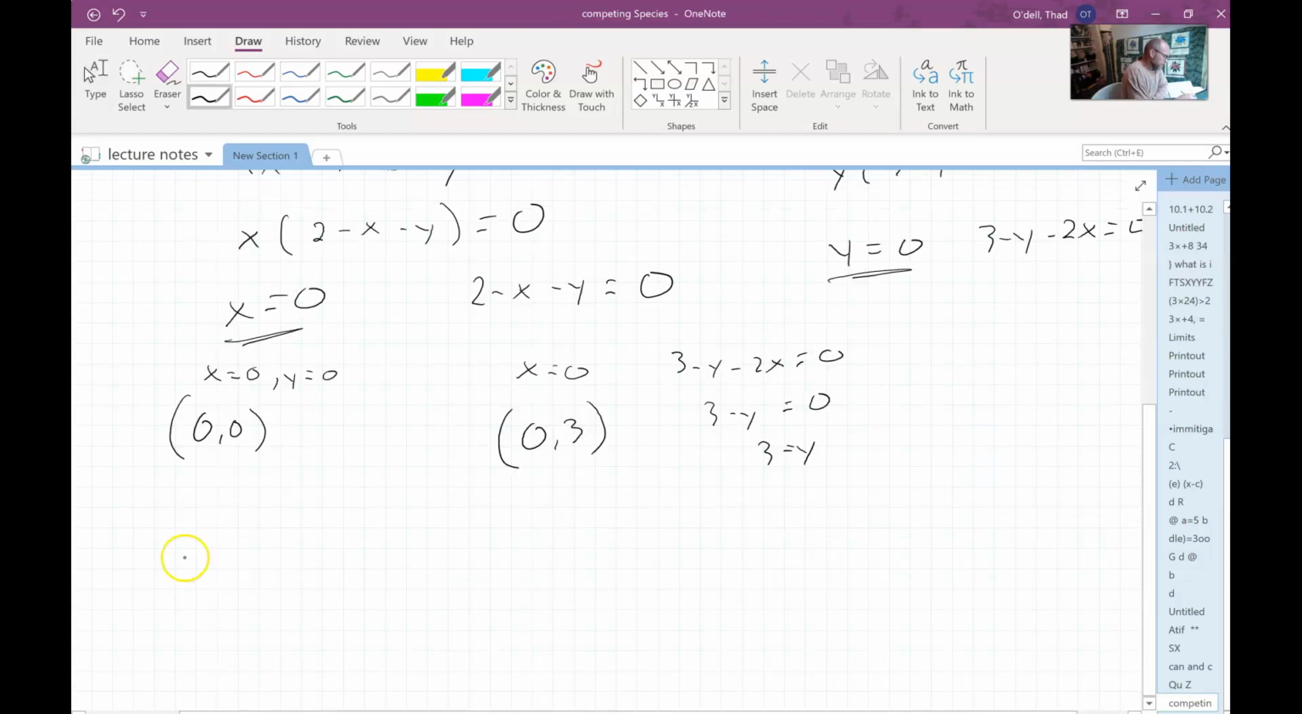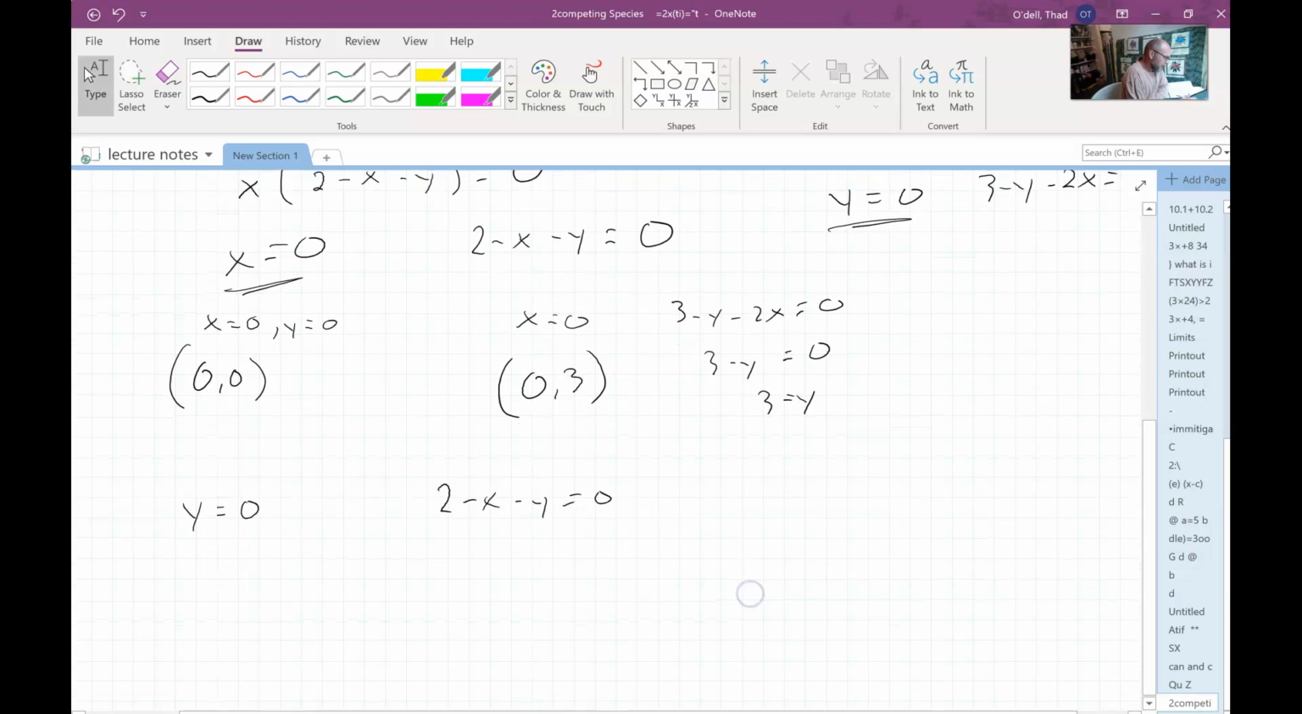So that would produce the point 0, 3. And then likewise we could take y equals 0. We could pair that with 2 minus x minus y equals 0. And that means if y is equal to 0, that would give me 2 minus x equals 0, which means 2 is equal to x. So that would give me the point 2, 0.